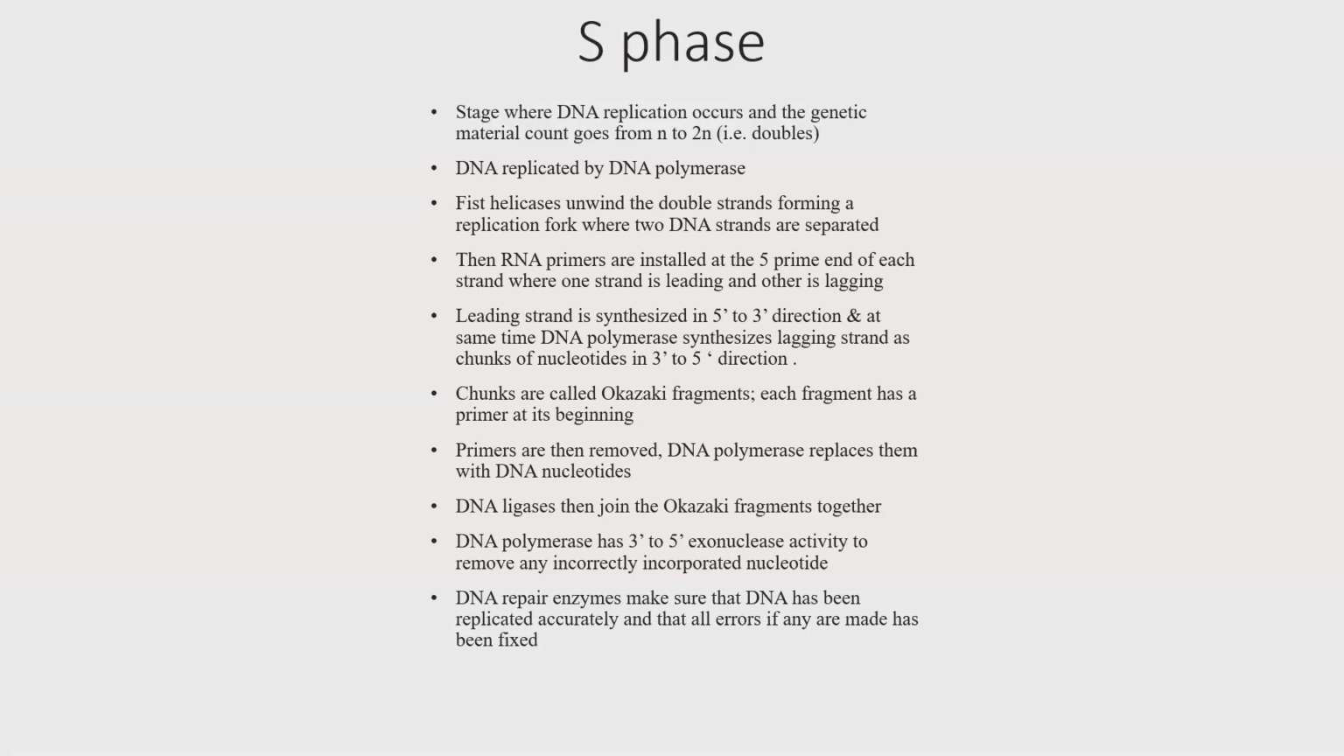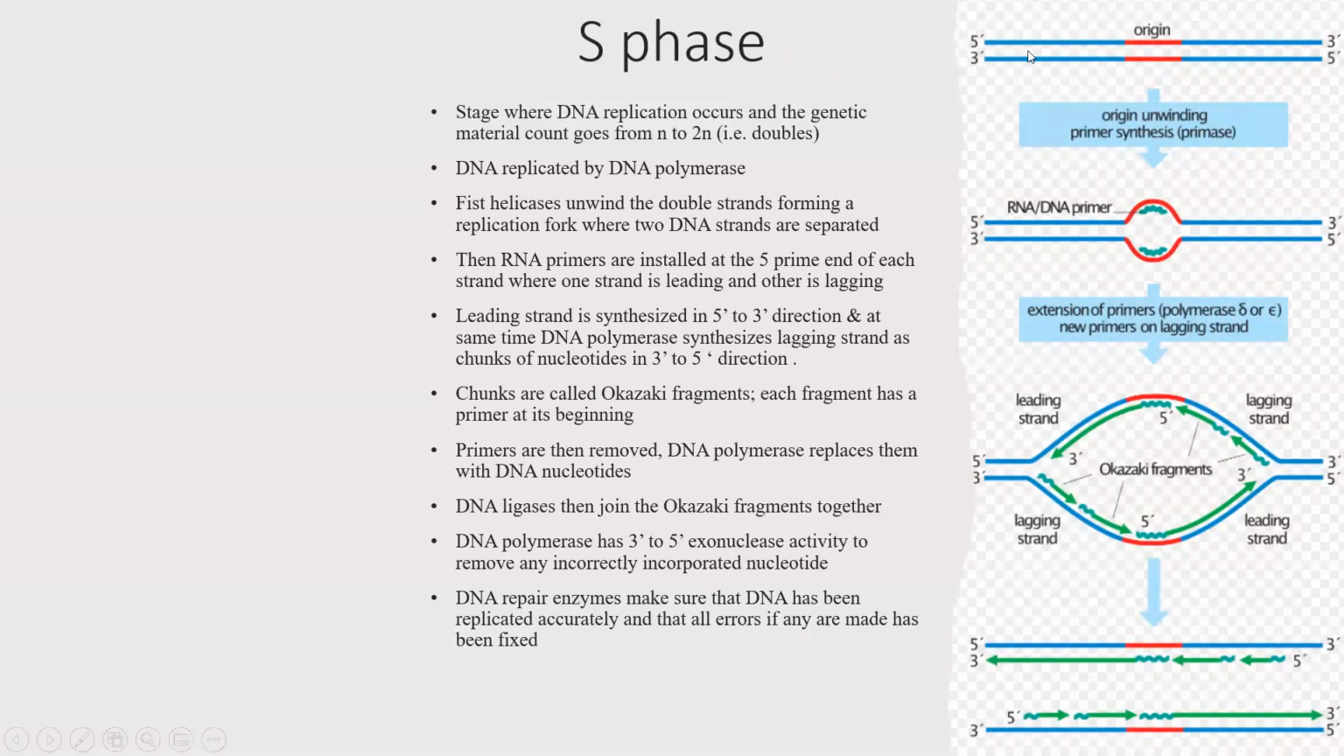In order to prevent or repair any errors which might happen during DNA replication, DNA polymerase has a 3' to 5' exonuclease activity, which removes any mismatched DNA nucleotide that has been incorrectly incorporated into the strand. And for more complex errors, we have DNA repair enzymes, which rectify them.